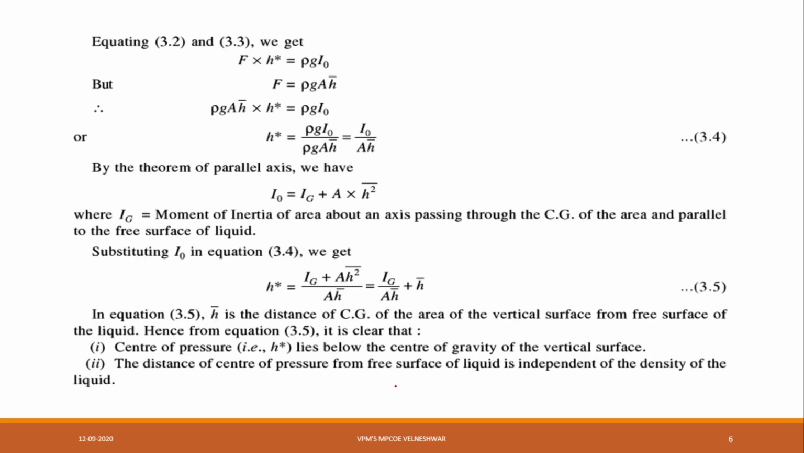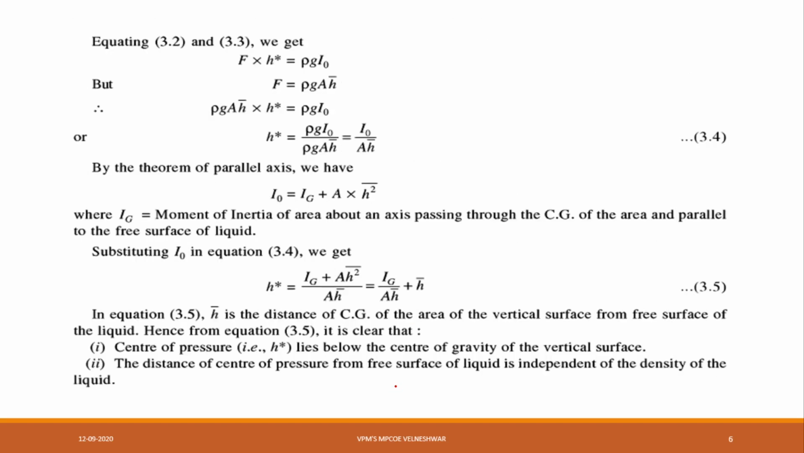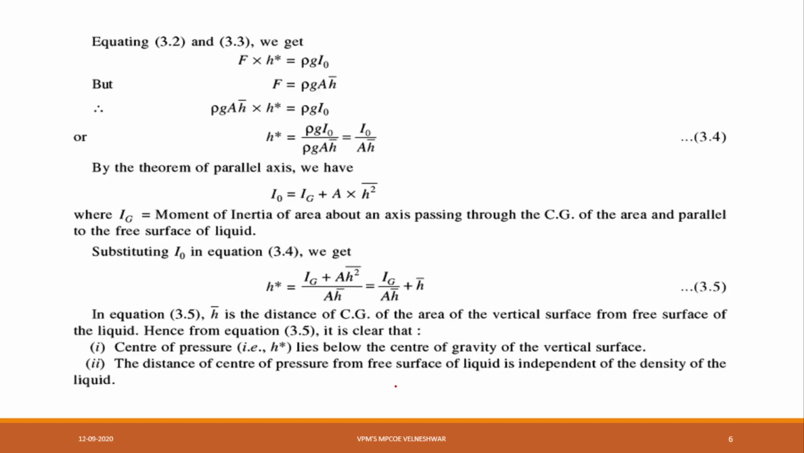Now from equations 3.2 and 3.3, what is 3.2? F into H star. That is also one type of force, and this is also one type of force. Both we have to equate, that is F into H star is equal to rho g I naught. And what is I naught here? I naught is nothing but A into H bar, area into height we can say.